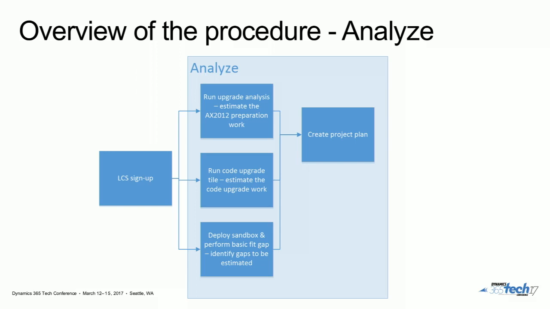The second tile down is the code upgrade. So in the analyze phase, the code upgrade tool is basically a tile in LCS. In the analyze phase, you're running your model store from 2012 through that service, through LCS, to help you build your estimates for the code upgrade, to know what you're getting yourself into. It will give you a wildly detailed report with all kinds of things that it's found, and it will log VSTS tasks for the outstanding elements, etc., etc.